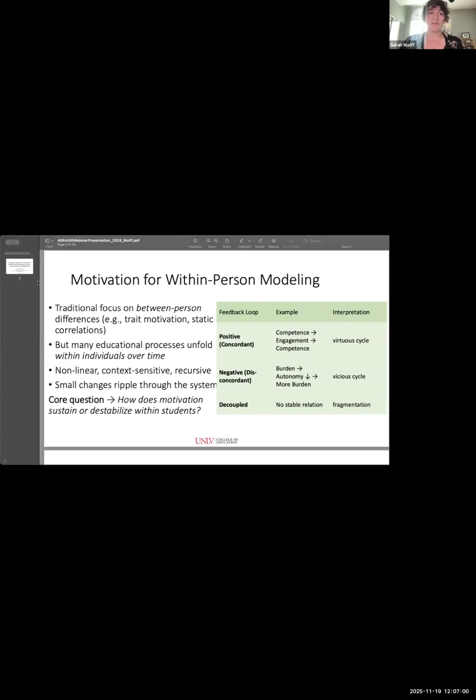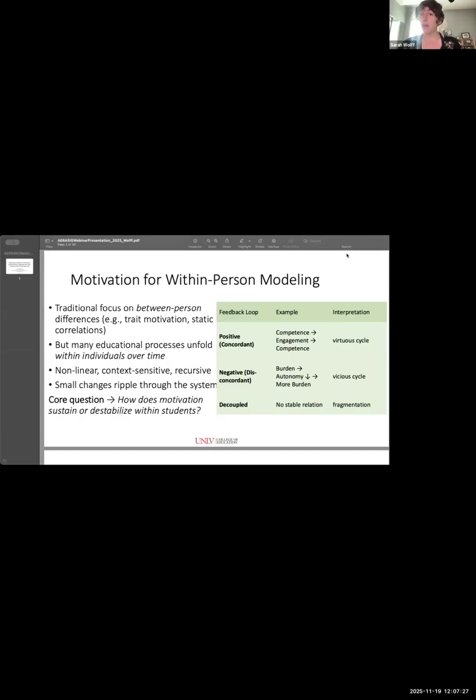There's a lot of motivation that we feel as a field for within-person modeling. I'm not going to talk about this too much. I think most of us in the complexity world are on the same page with this, but the idea is that these processes, especially motivational processes, unfold within individuals over time. So they're very nonlinear, they're context sensitive, they're often recursive things.